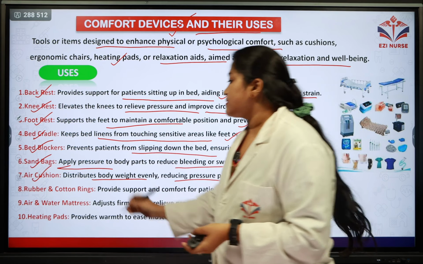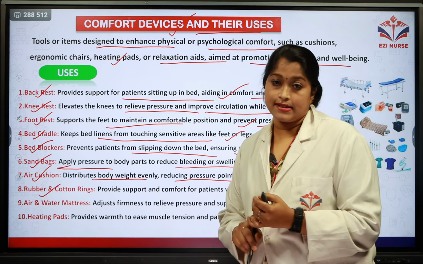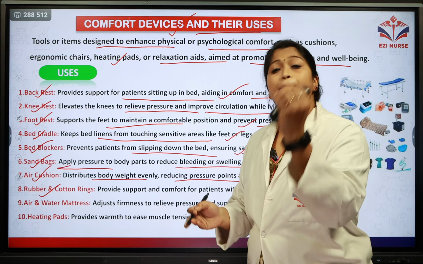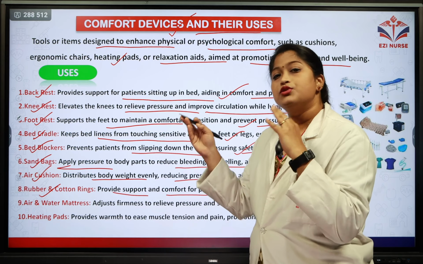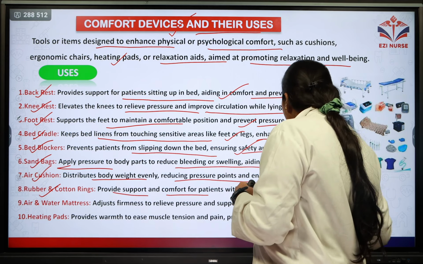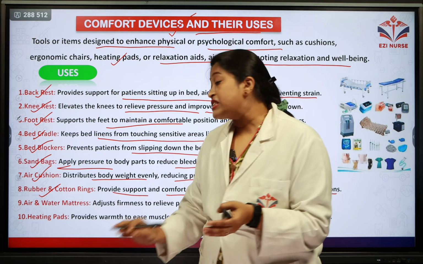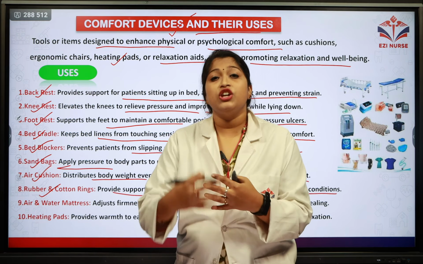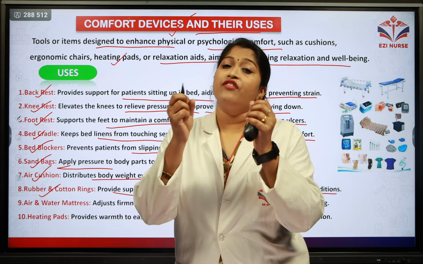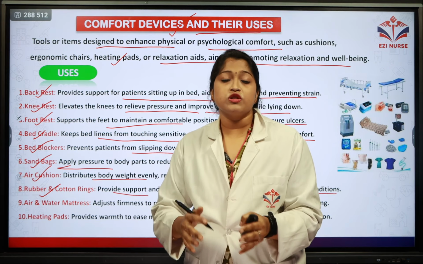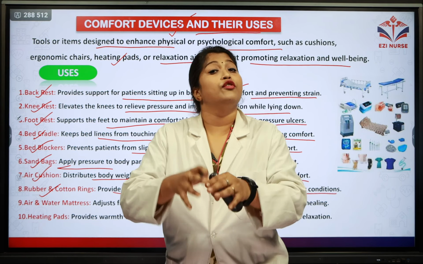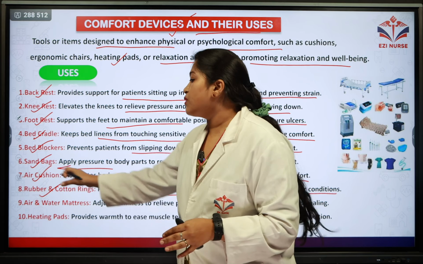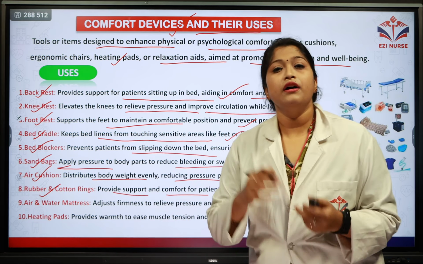The next device is the rubber and the cotton rings. What is the help of this? They are providing support and comfort to the patients with hemorrhoids or other conditions. These rubber and cotton rings are used in patients who have hemorrhoids. For those patients, it is very difficult to sit in the same position for a longer period of time. Hence, we are giving these cotton and rubber rings.